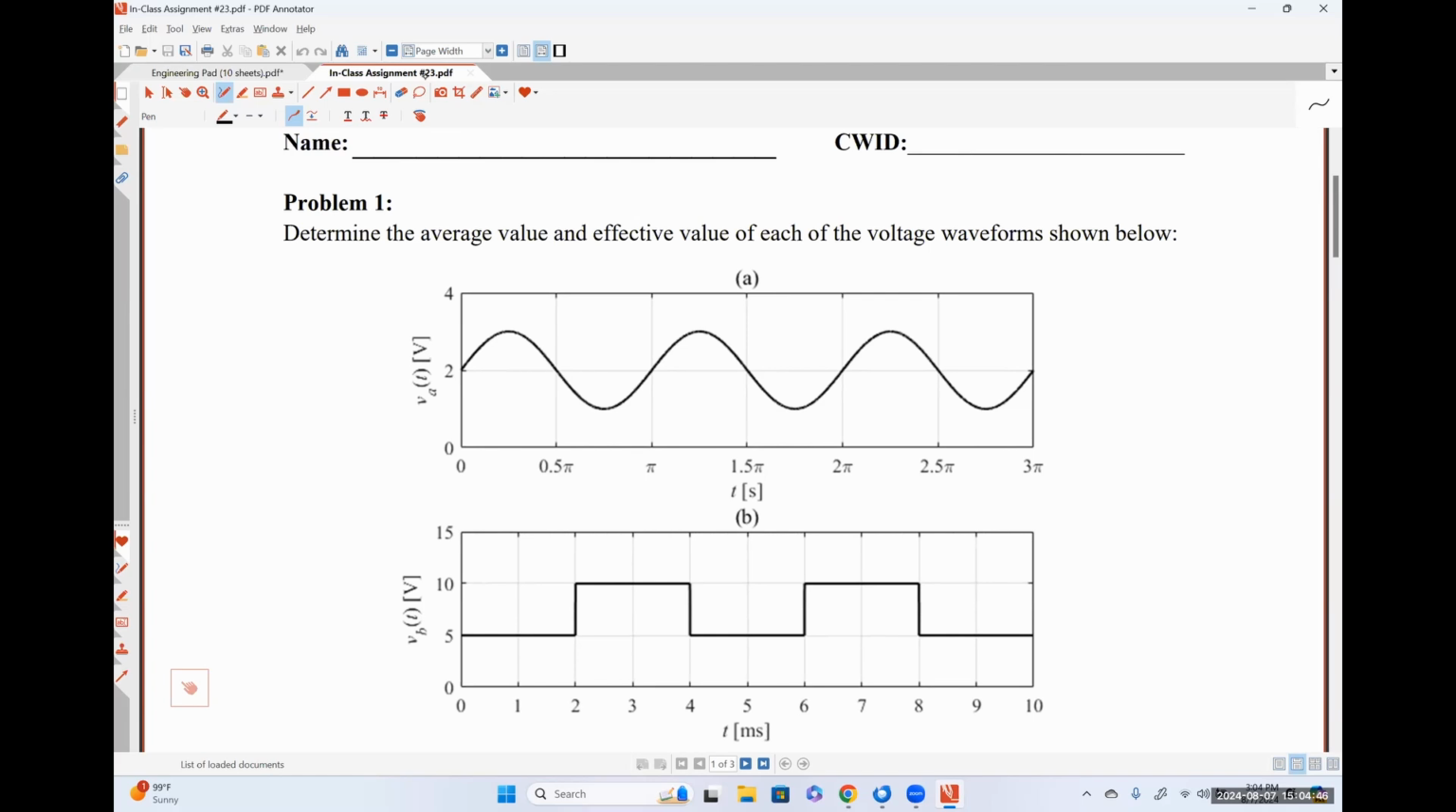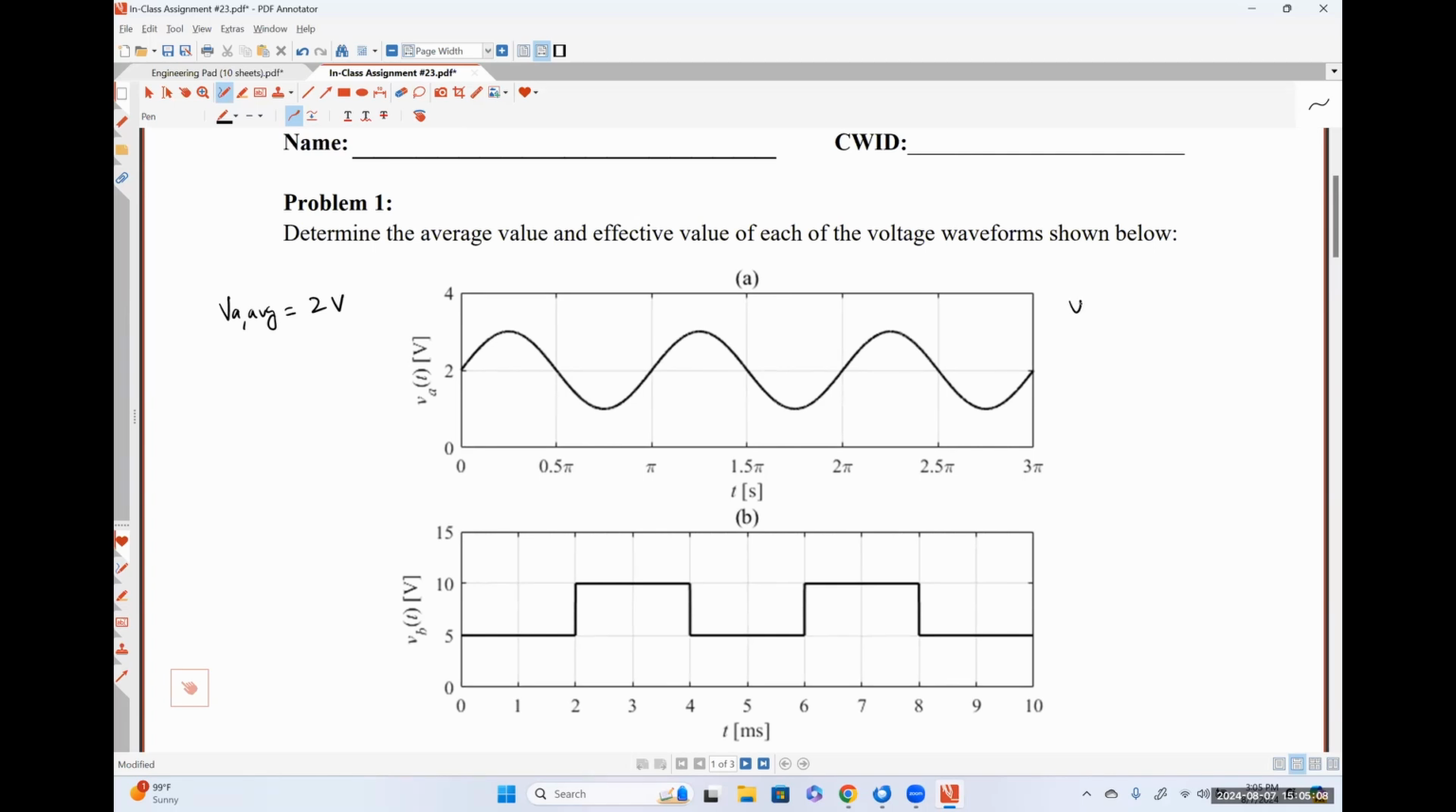It's a sinusoid oscillating around a DC value of 2 volts. So its average value is 2 volts. 100% agree. So V_A average is 2 volts. Great job.